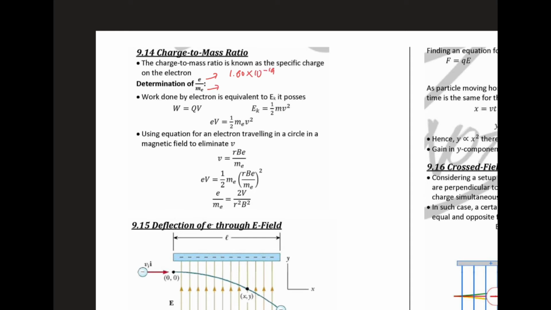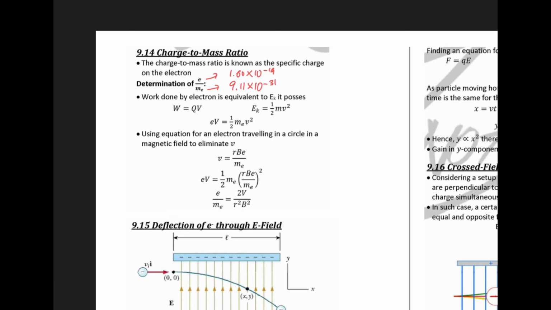The mass we know. The mass of the electron is 9.11 times 10 to the power of negative 31. So from the data booklet, we know the values. If you divide, then you get it already. But over here, they want you to derive it. So let's see. Work done by the electron is equivalent to the kinetic energy it possesses.